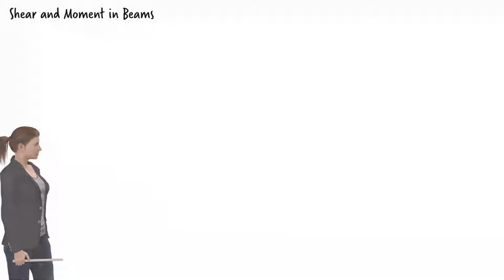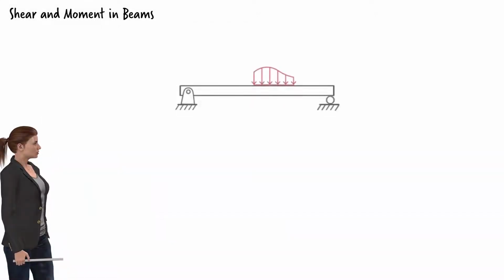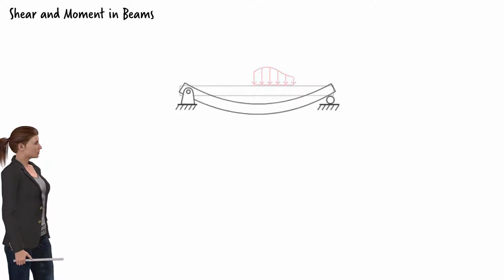Shear and moment in beams. When a properly supported beam is subjected to loads, it is going to deflect. Although such a deflection may not be visible, it does cause internal forces to develop in the member.